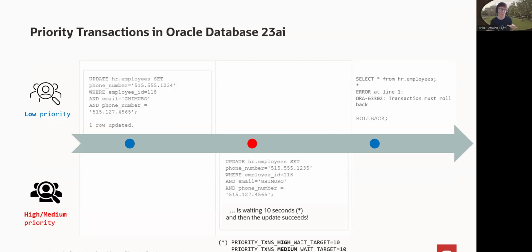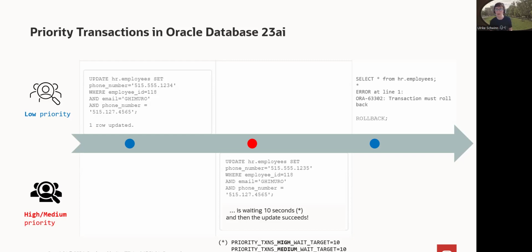So let's go back to our first example to get an idea how it will work with this new setup. Let's assume we have a low transaction. The blue one is a low one, and it connects as a low priority transaction. And the second one, the red one, is our usual default transaction, of course in high mode. The prerequisite is, of course, that the DBA has set up the wait time before. In this case, let's assume the high wait target is 10 seconds. So after 10 seconds, the update will succeed from the red transaction, and we can continue to work.